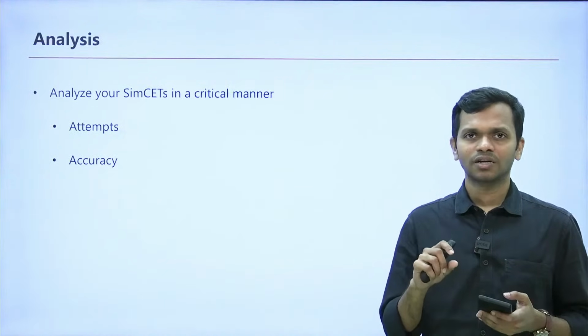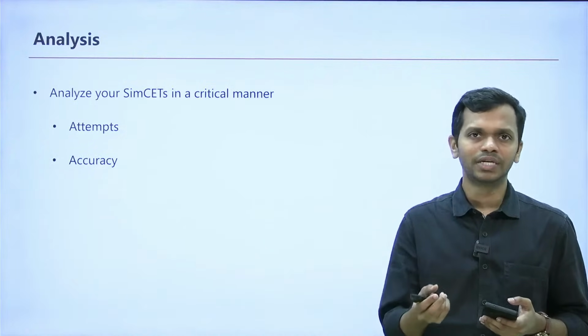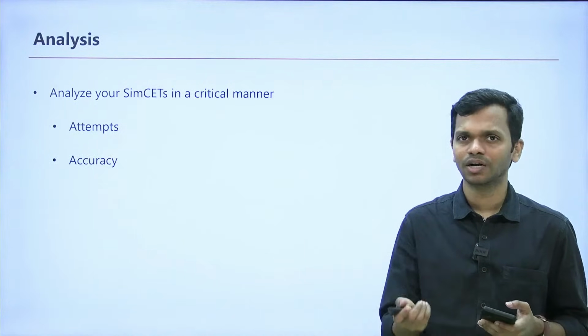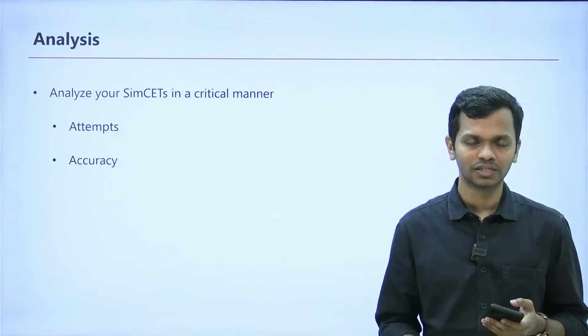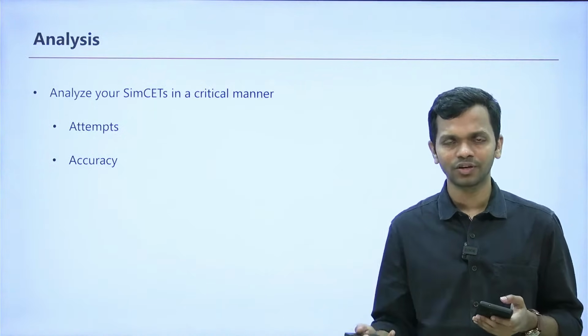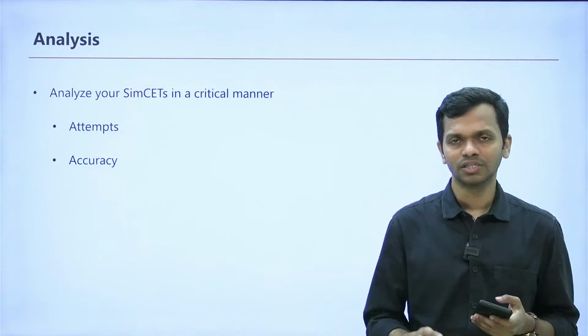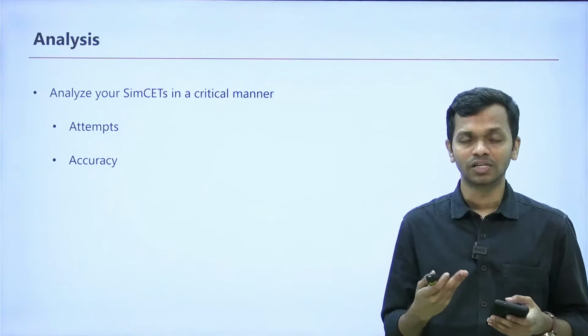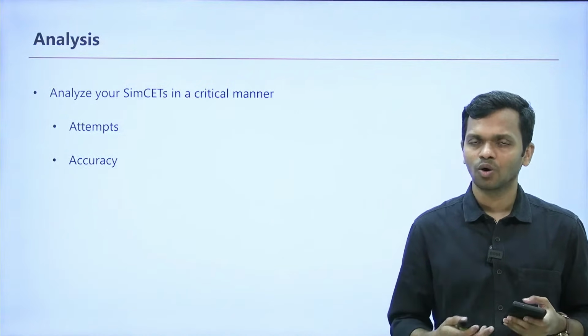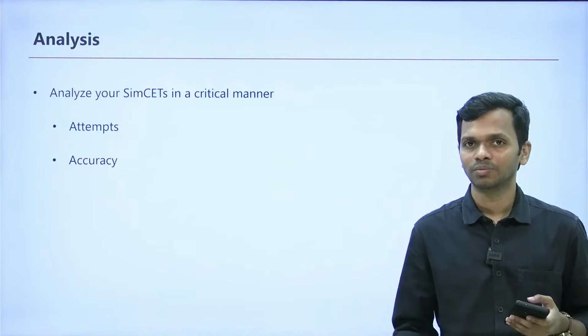See, if somebody is targeting, let's say, a score of 120, right, you may attempt 120 questions with 100% accuracy, which is extremely unlikely in CET. Or you can say attempt 150 questions with 80% accuracy and get to 120. You have to figure out whether you are sort of a conservative person when it comes to attempts, or you are somebody who goes all out and attempts more questions.